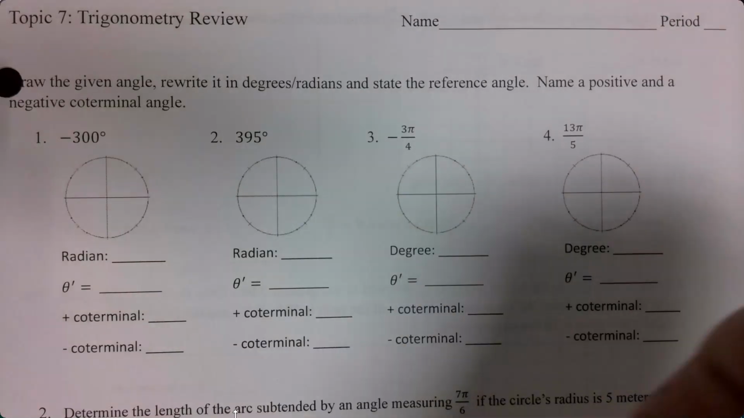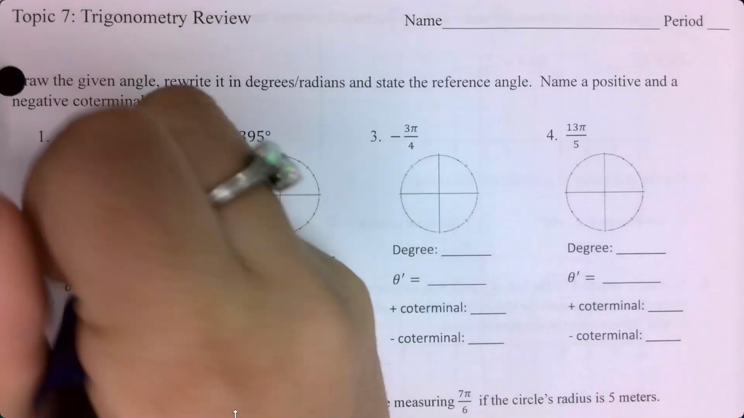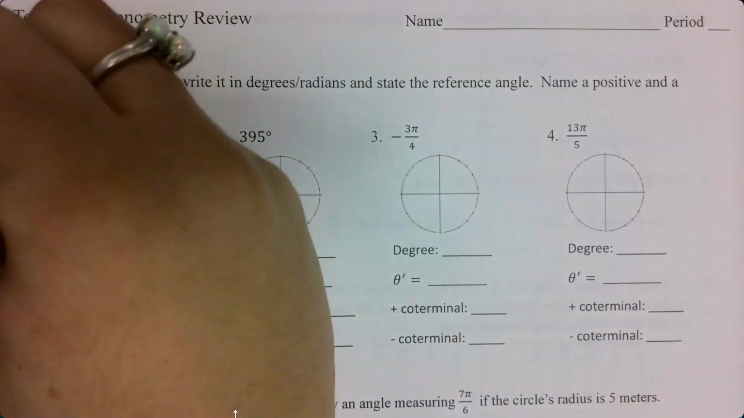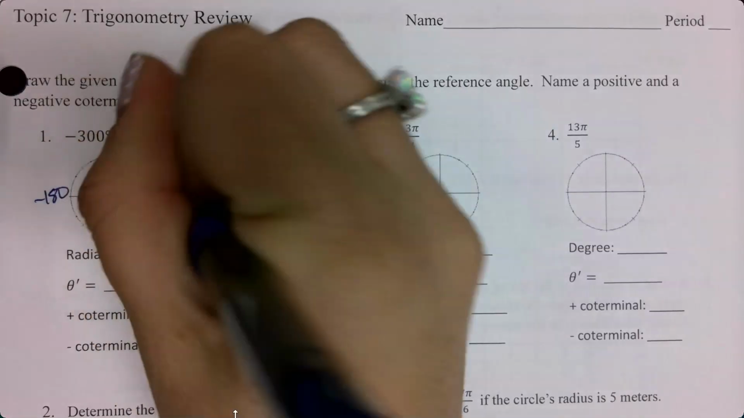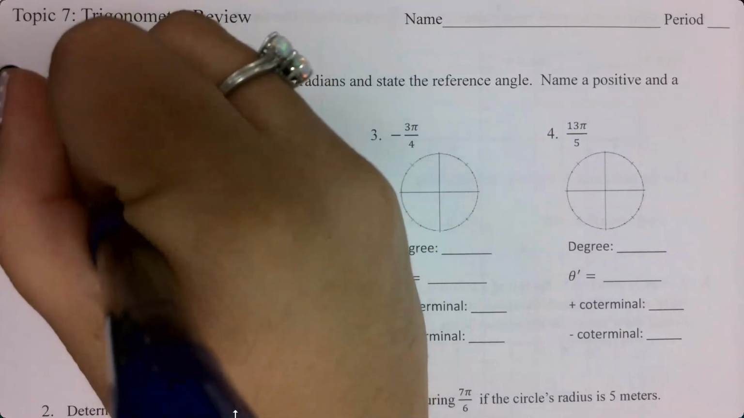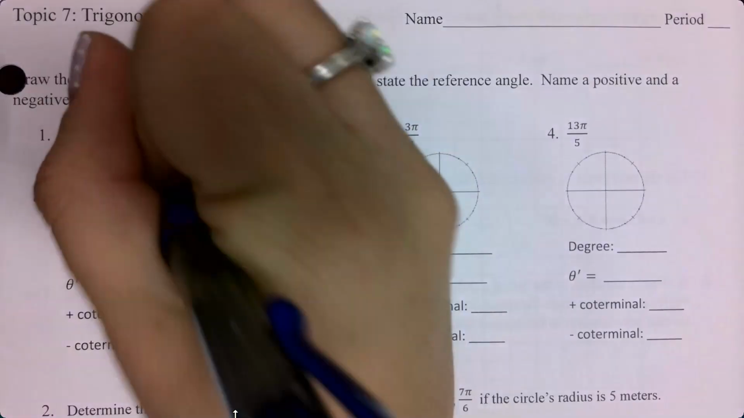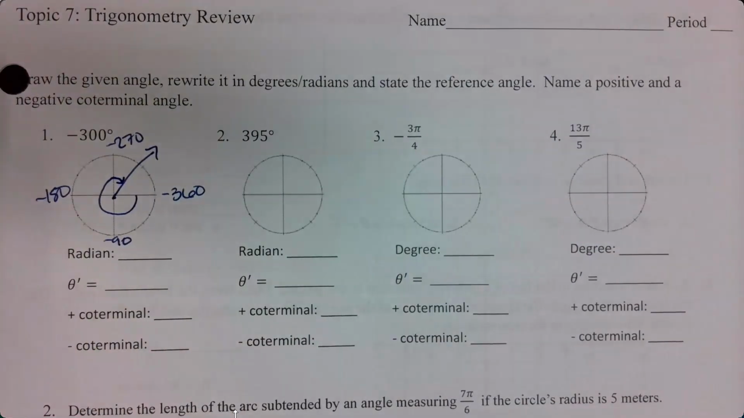So negative 300, this one I work backwards on the circles. This is negative 90, negative 180, negative 270, negative 360. So this one should be right here. And when I draw my arrow to show the direction it went in, it goes clockwise.